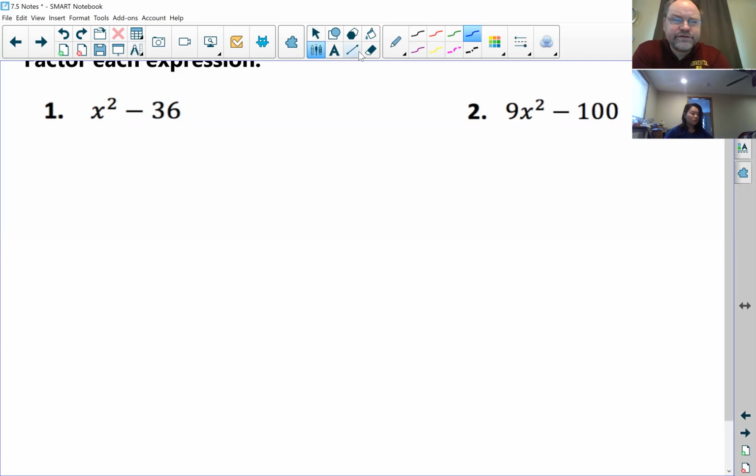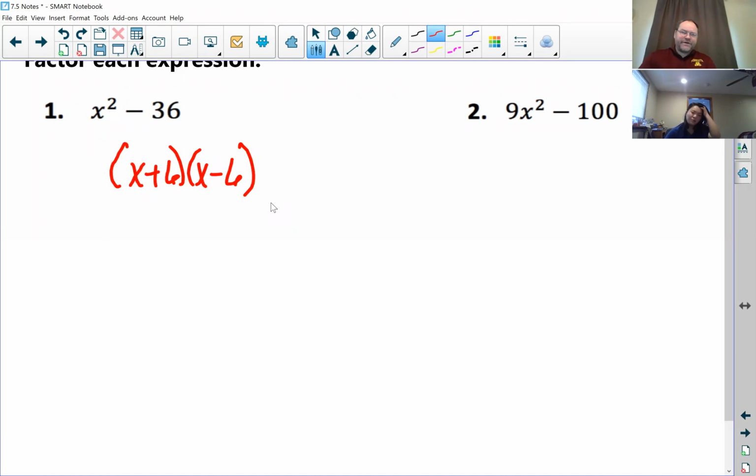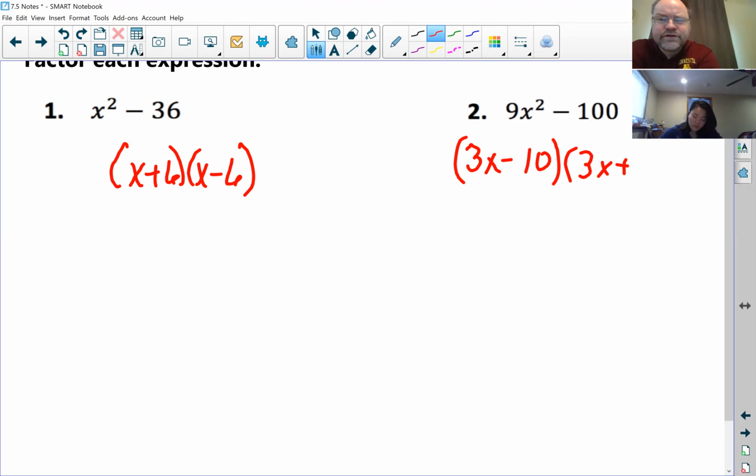All right. So if we factor these, x plus 6, x minus 6. Again, you could also write it x minus 6, x plus 6. That would be fine. And this one, 3x minus 10, 3x plus 10, right? A number times itself that gives you 9, that's where the 3 comes from. A number times itself that gives you 100, that's where the 10 comes from.